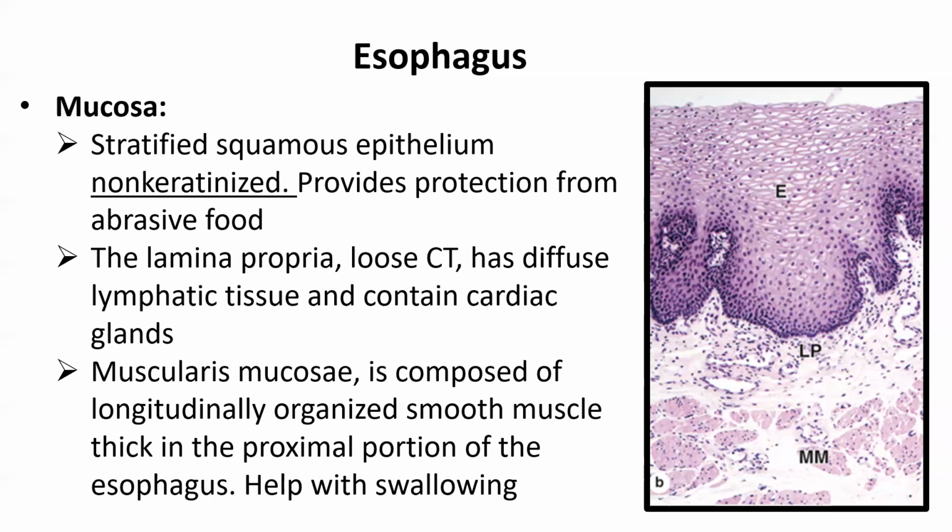If you look at the image here, we have the stratified squamous epithelium, the lamina propria. You can see all these little cells are inflammatory cells or immune cells, lymphocytes, and other eosinophils and basophils. And this is the muscularis mucosa, smooth muscle layer.